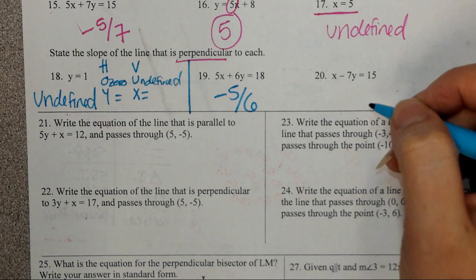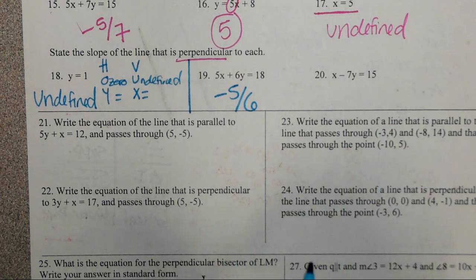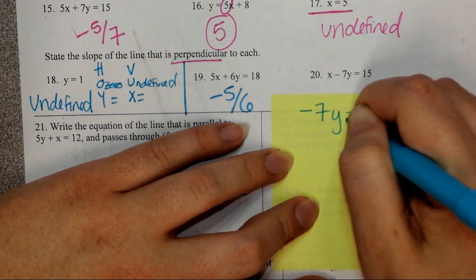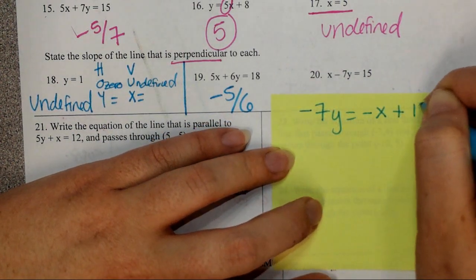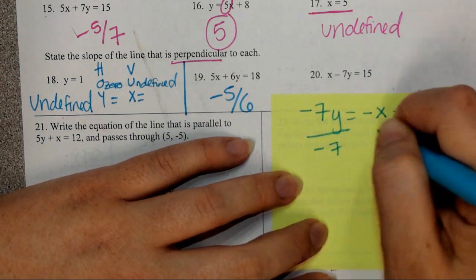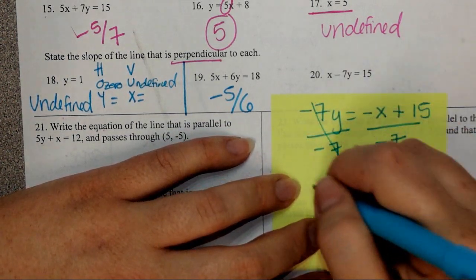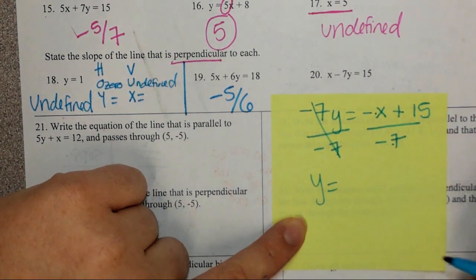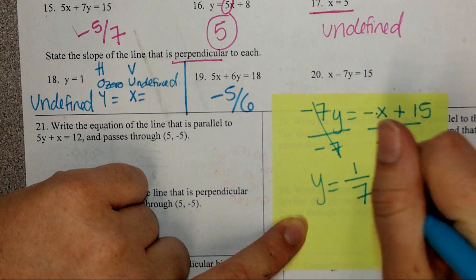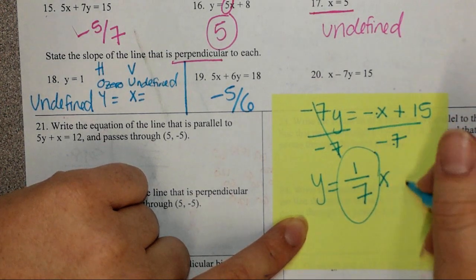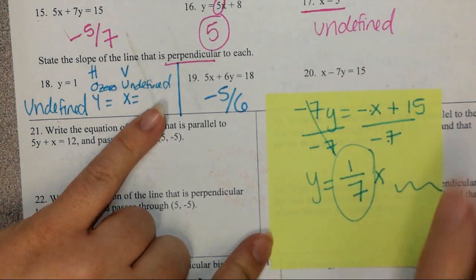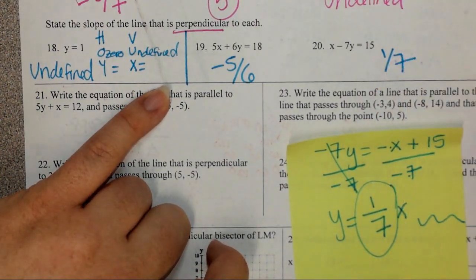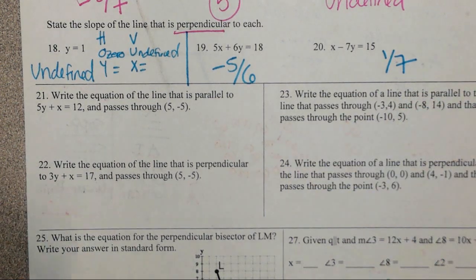All right, we want to get this out of standard form again. Okay, so we're going to subtract our x, so we get negative 7y is equal to negative x plus 15. Divide by negative 7. Okay, y is equal to, a negative divided by a negative becomes a positive. So that's going to be 1/7 x. And then this is whatever, because it doesn't really matter. All we need is the slope. Okay.